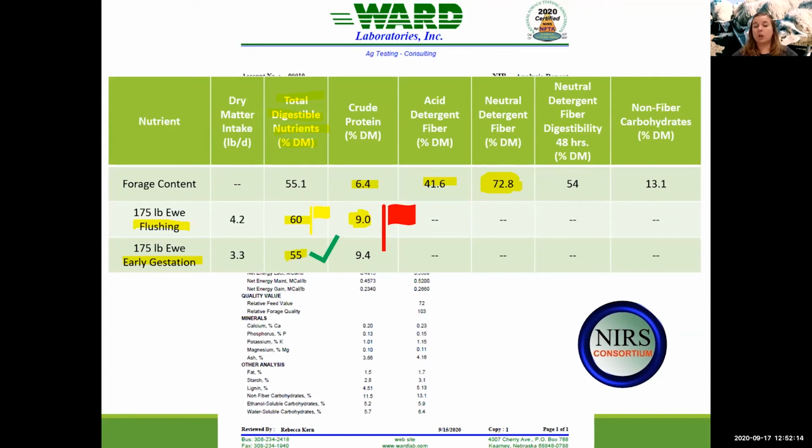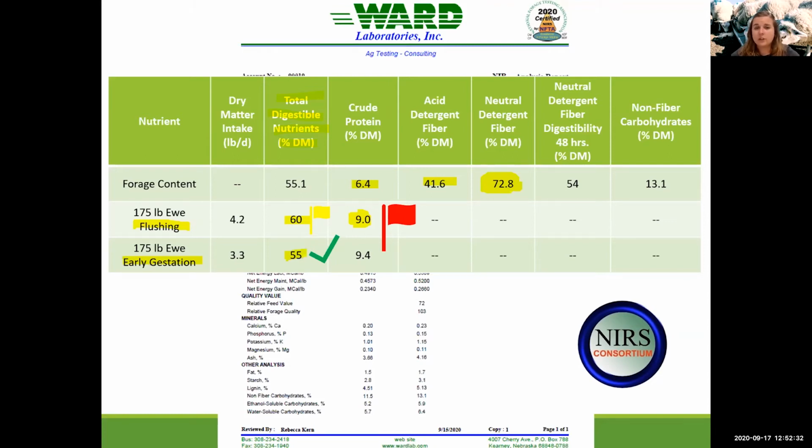And so gut fill may be an issue because as the neutral detergent fiber increases, that means that it takes longer for them to ruminate, longer for that forage to be in the rumen, decreasing the passage rate, meaning that they can't consume enough physically to actually meet their requirements.